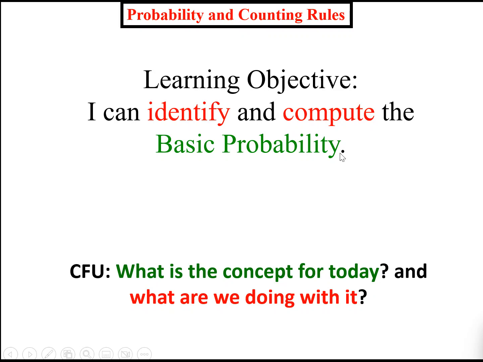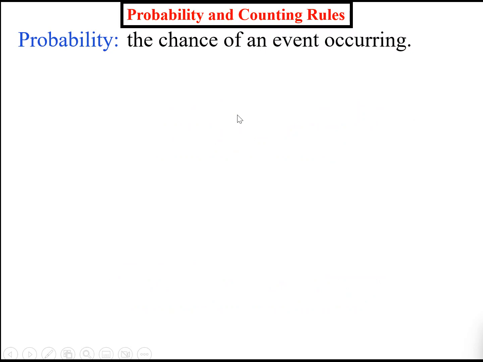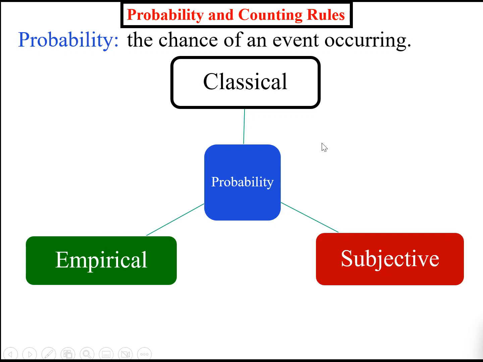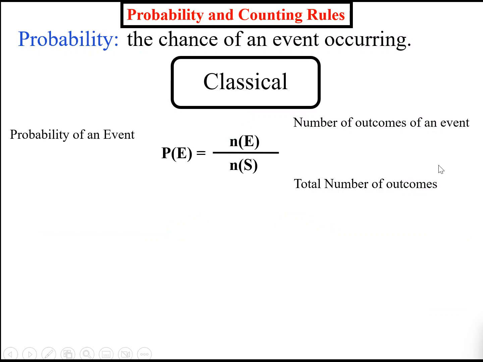So we started with probability, which is the chance of an event occurring. And then we said that there are three types: classical, empirical, and subjective. We got into a formula for the classical, and we said that it was the number of outcomes for an event over the total number of outcomes.